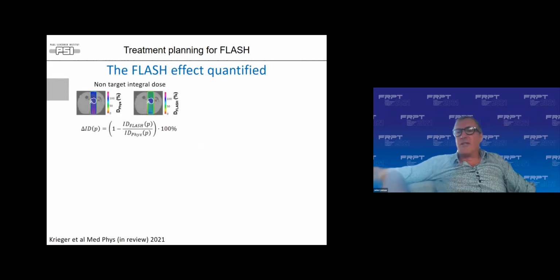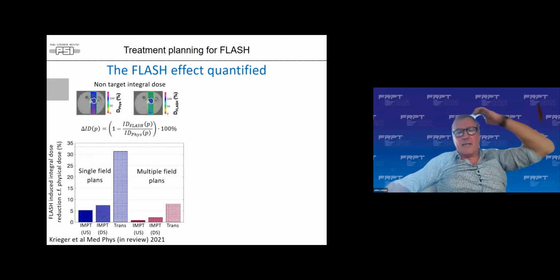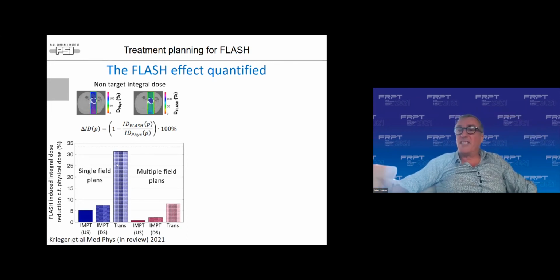The first thing we looked at was, not looking at OAR doses, let's just look at the total dose delivered to the normal tissue, the integral dose outside of the target volume. And we could compare the physical dose to the physical dose times the flash effectiveness we calculated with our model. So we can calculate this as a simple ratio, and this is the results we got. In the blue columns, these are the single field plans, and the red columns are the multiple field plans. This is the ratio of integral dose, and this shows you the improvement, the reduction in integral dose, which could be achieved by going to flash.